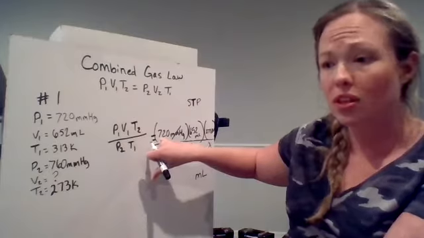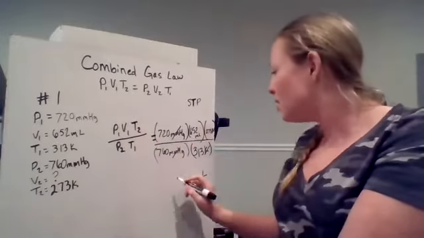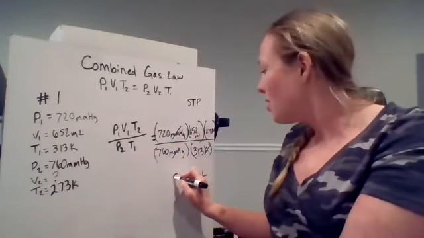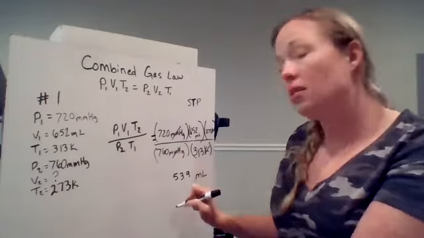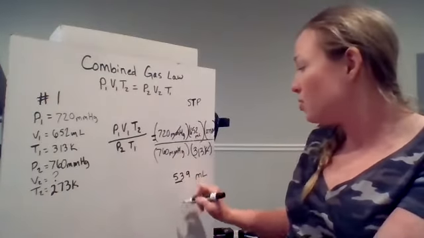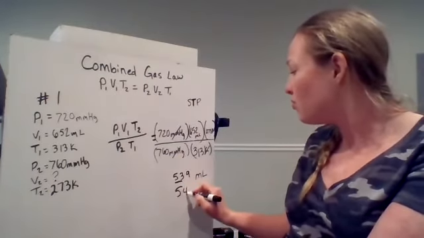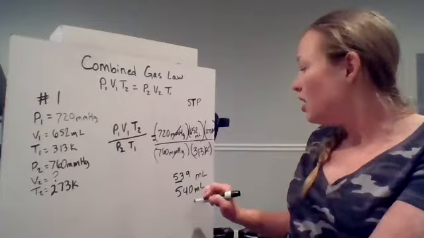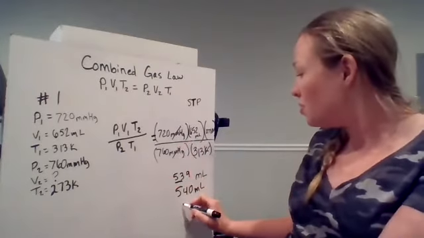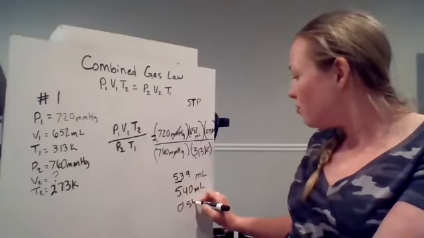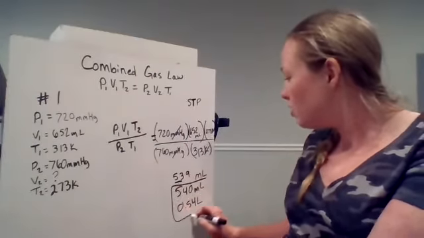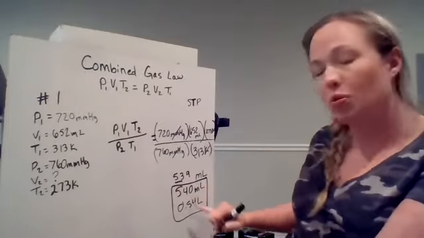Everything here is limited by your sig figs in the 720. So that's going to be 2 significant figures. You plug this in and I think it's going to come out to 539 milliliters, but I need to round that for sig figs. So we're going to say 540 milliliters. If you had converted to liters, it would be 0.54 liters. So either of these 2 answers here are acceptable.